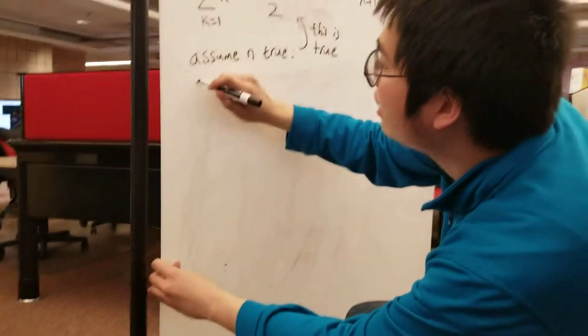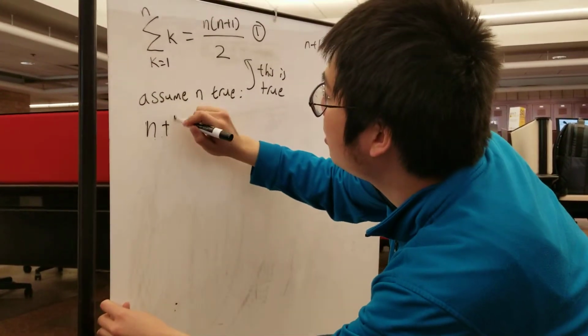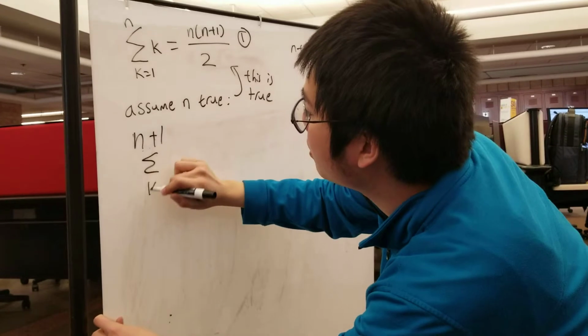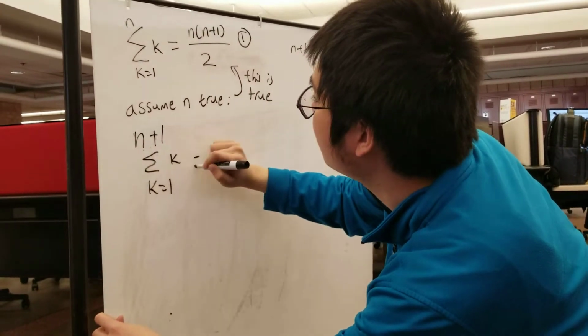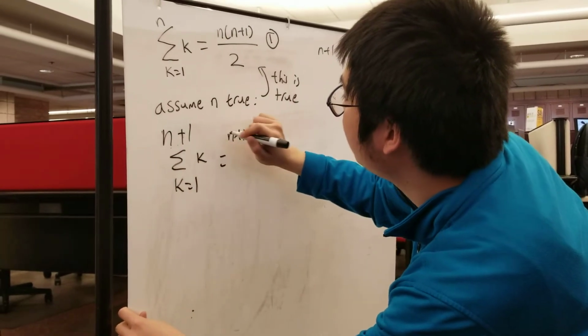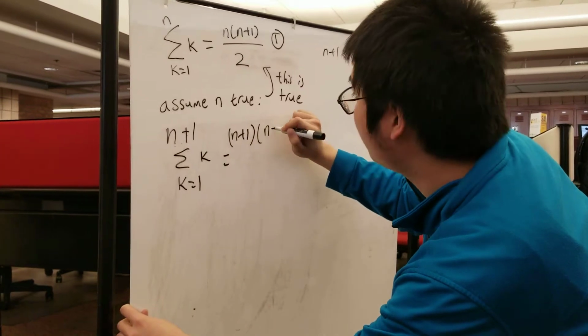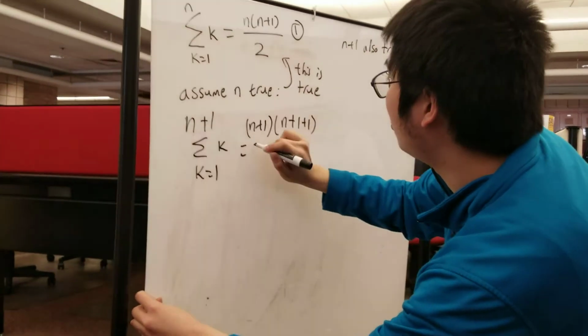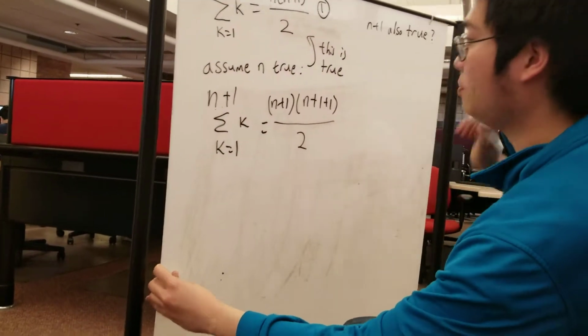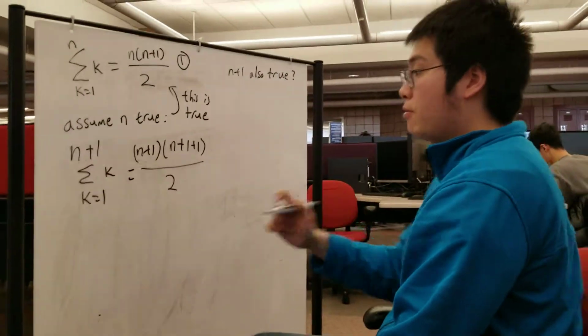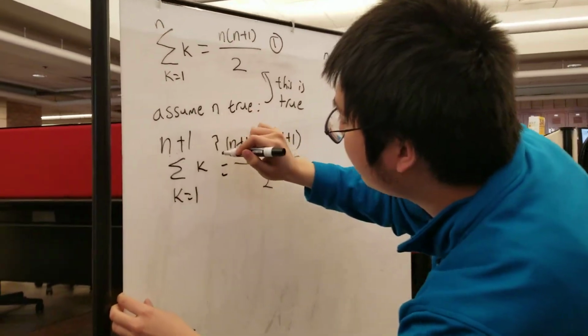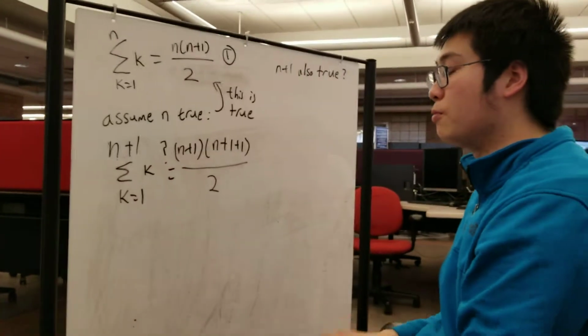So we can just do that here. Whenever we see an n, we just put in n plus 1. Your k stays the same. So n plus 1 here, n plus 1 plus 1 over 2. Then I'm going to write a question mark here showing that that's what we're trying to prove.